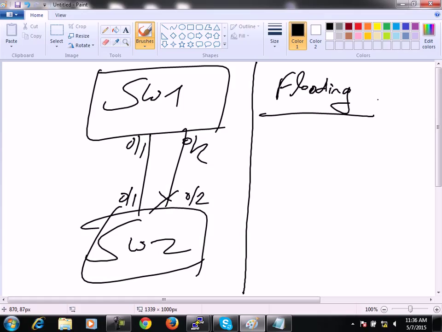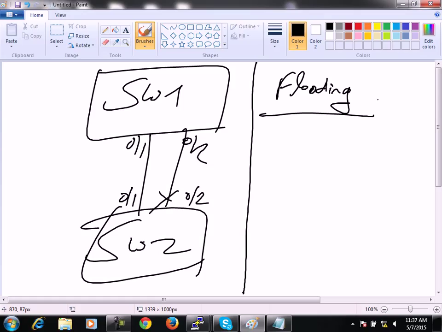Fine. And if a switch receives a multicast frame, then also it will perform flooding. And if a switch receives a broadcast frame, then also it will perform flooding. So switches can perform flooding for three types of frames. One, unknown unicast, second, multicast, and third one is what? Broadcast. For all these three types of frames, switches will always perform flooding.